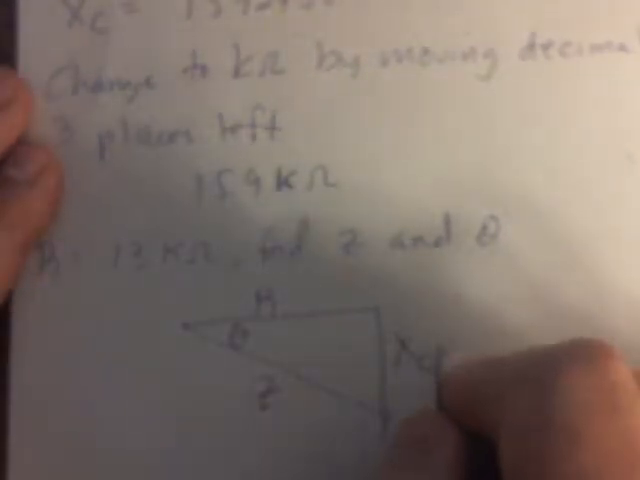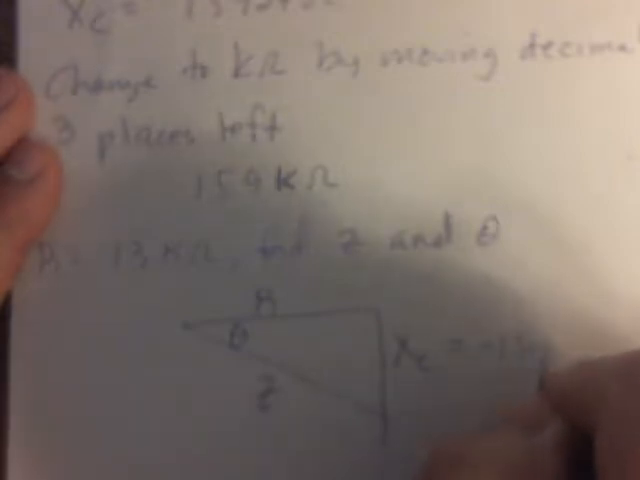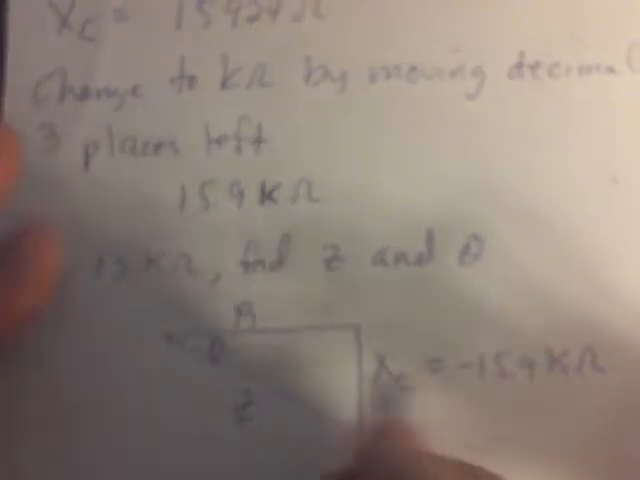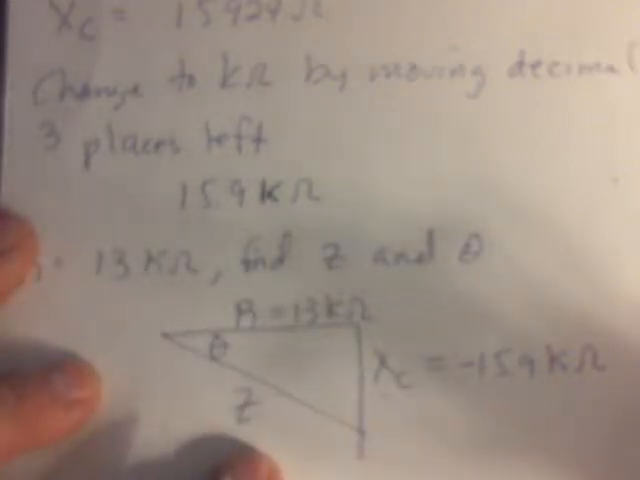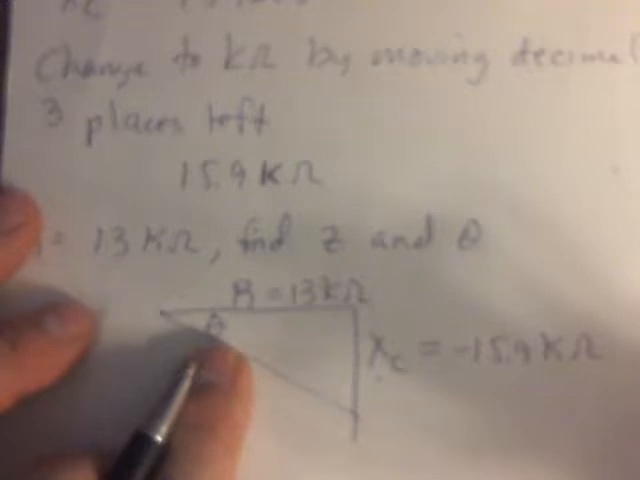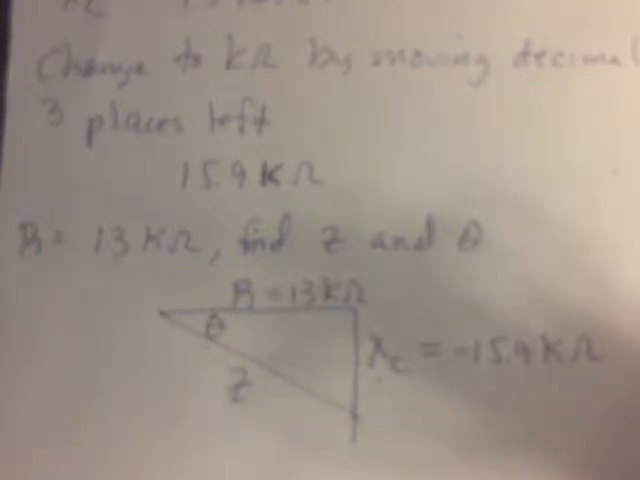Now, one thing in an RC circuit, even though we found x sub c to be 15.9 kilo ohms, we make it negative because of where it's located. Okay, it's down in the fourth quadrant. So therefore, this is a negative measurement. R is positive. Z is also positive, but whenever we get our answer for theta, it's negative. So you just have to remember that when you put your answers in your homework. Okay, make sure you identify the positives and negatives, or they'll count it wrong.